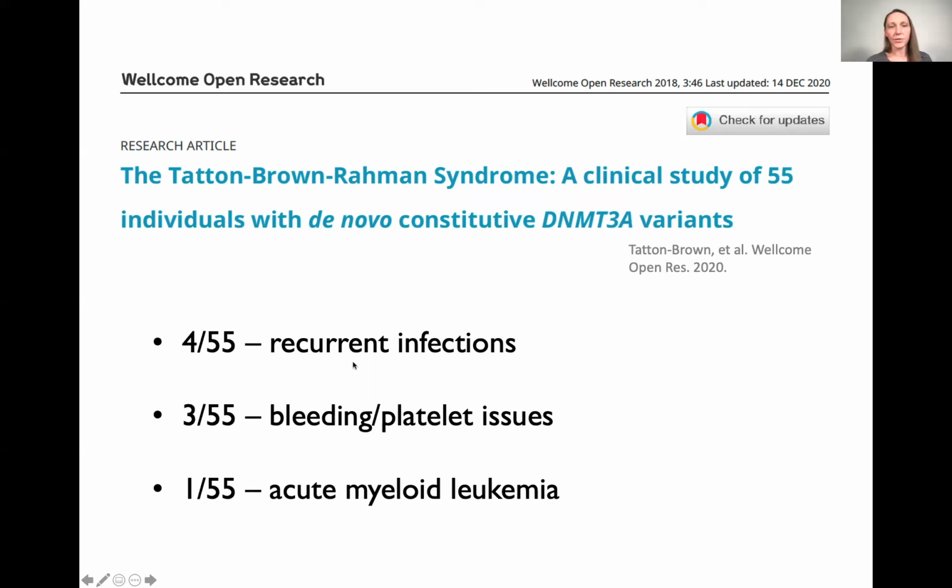Four of those 55 individuals had some mention of recurrent infection. So perhaps that army of white blood cells that we all normally have to fight off infections is somewhat less than in individuals without TBRS. Additionally, in 3 of the 55 individuals, there's a note of a bleeding or a platelet issue, suggesting that perhaps that type of blood cell is somewhat affected by the presence of a DNMT3A mutation. And then, of course, 1 out of the 55 developed an acute myeloid leukemia at the age of 12.